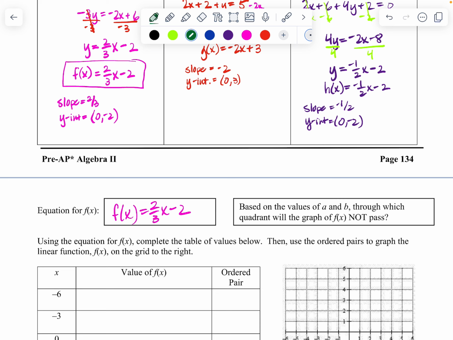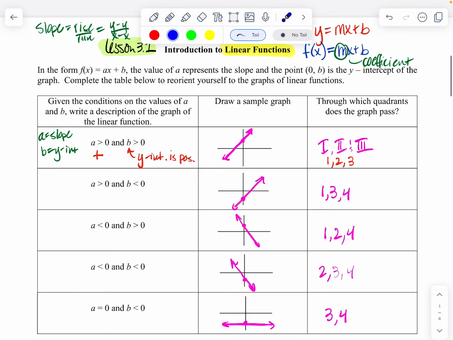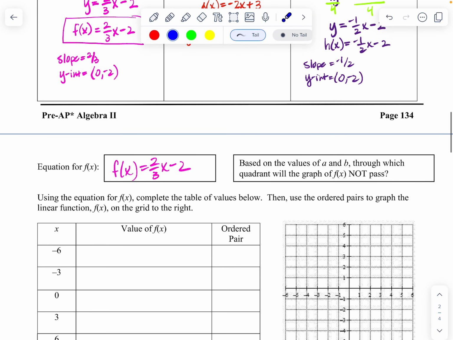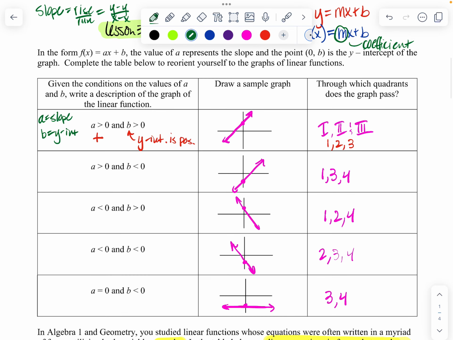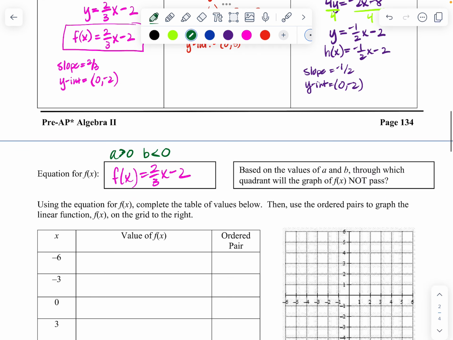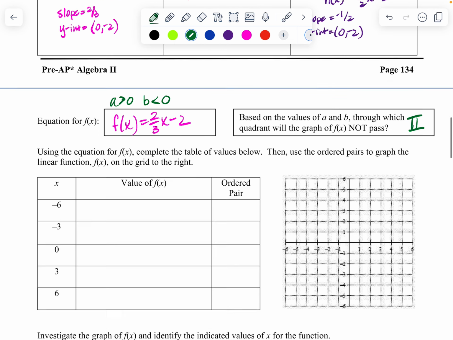Based on the values of a and b, through which quadrant will the graph of f of x not pass? So this is going back up to what we said earlier. In this case, our a is positive. So let's just make a note of that. A is positive and b is negative. If a is positive and b is negative, we can think through it, we can draw a quick picture. But it looks like if a is positive and b is negative, this will not go through quadrant 2. All right, so when we graph it, it should not pass through quadrant 2. All right, let's see if we're right.